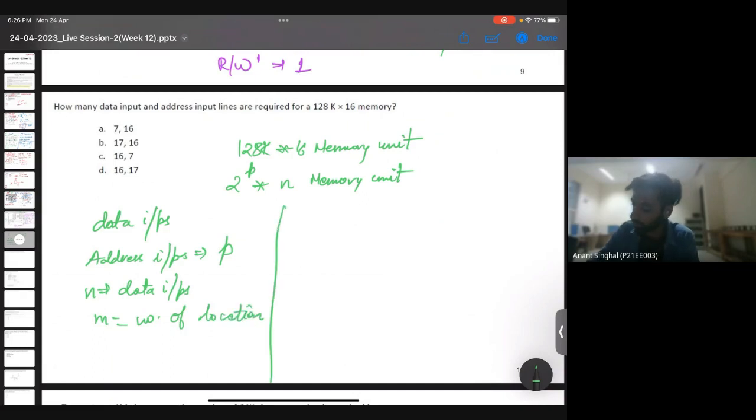So we directly have 2 to the power p as m, which is 128K. And 128 is nothing but 2 to the power 7, and 1K is nothing but 2 to the power 10.